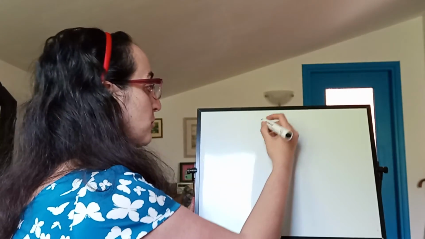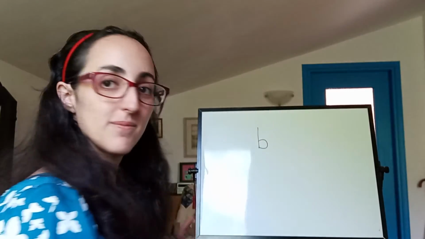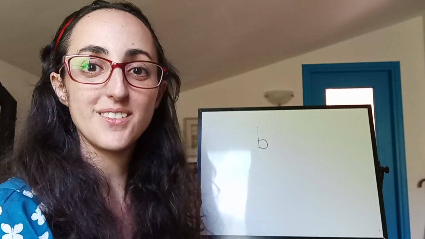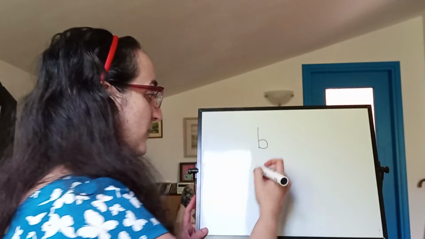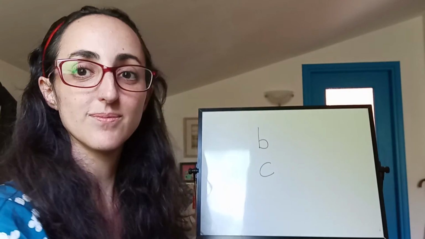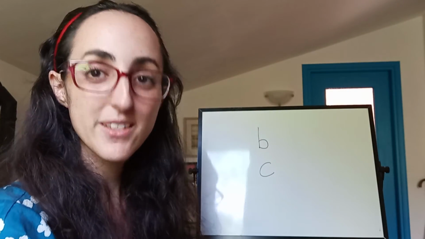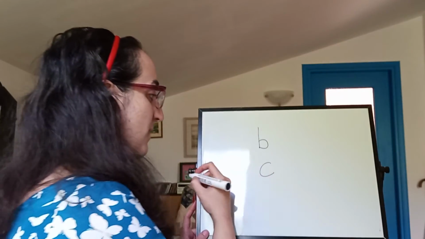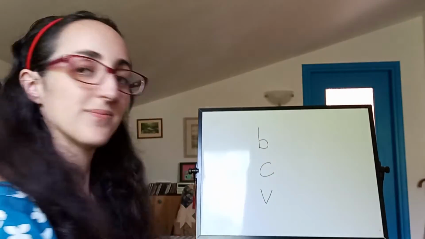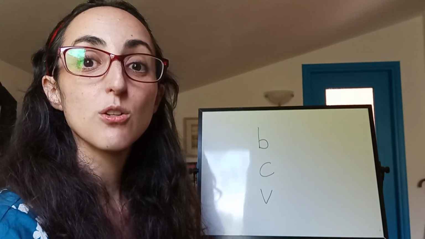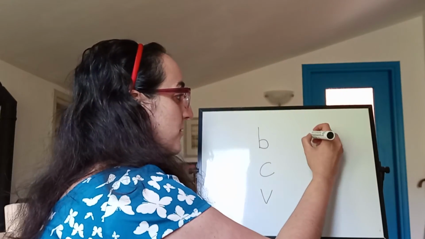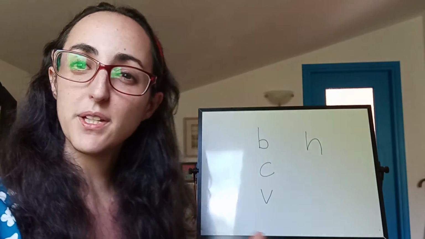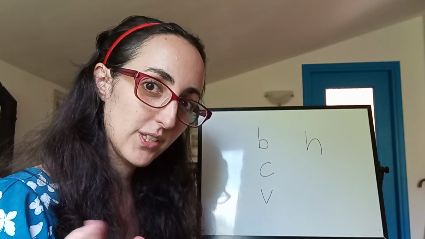So let's do some consonants now. How would you pronounce this? Very easy. It's the same in English. B. What about this? Chi. Okay. What about this one? Vu. Bene.